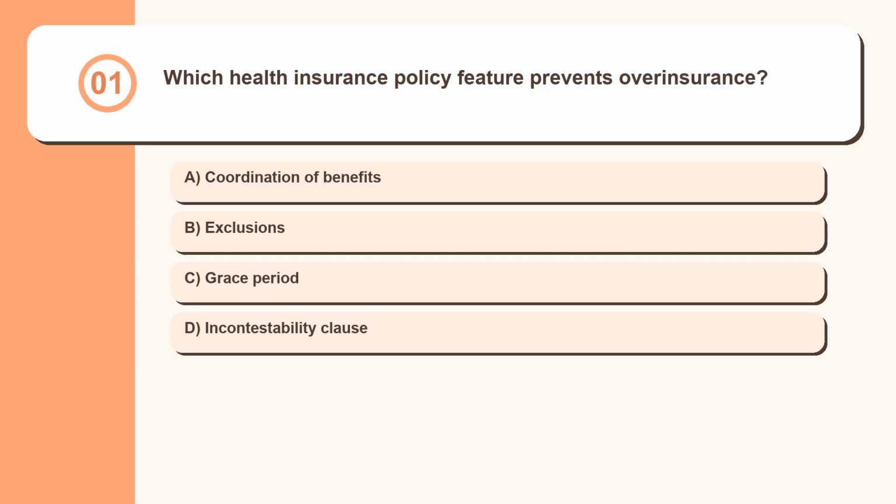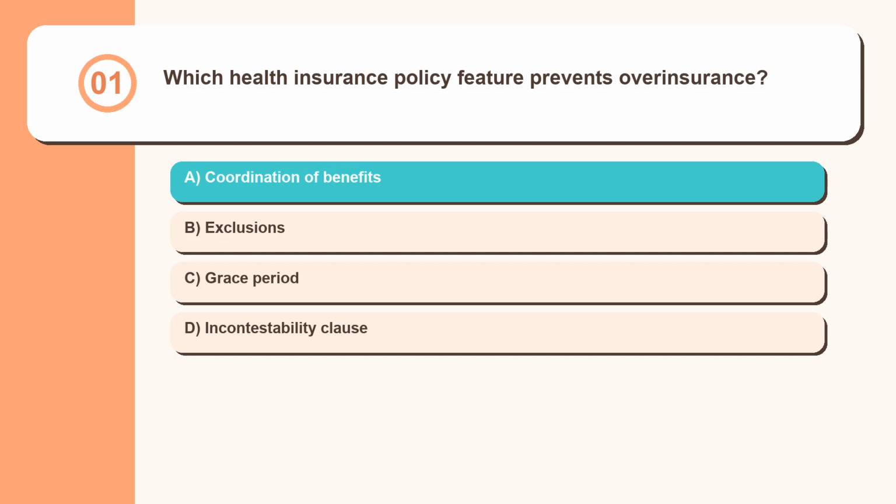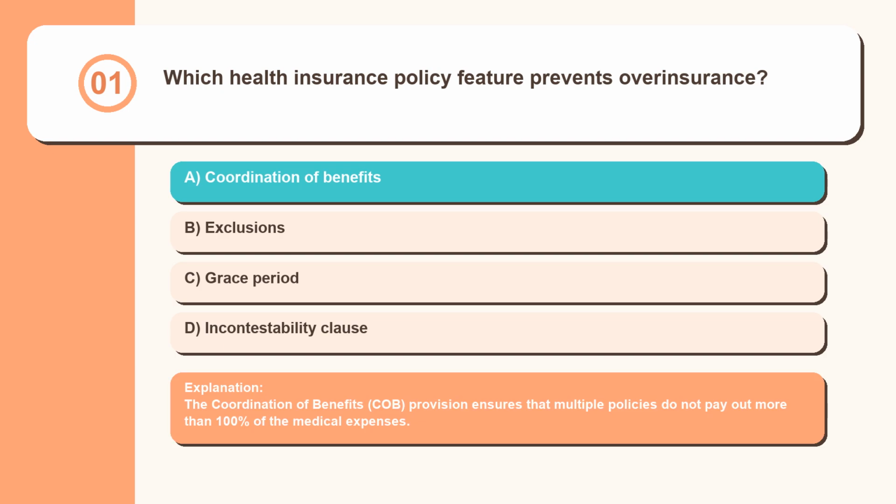Question 1. Which health insurance policy feature prevents overinsurance? Coordination of benefits, exclusions, grace period, incontestability clause. The coordination of benefits, COB, provision ensures that multiple policies do not pay out more than 100% of the medical expenses.